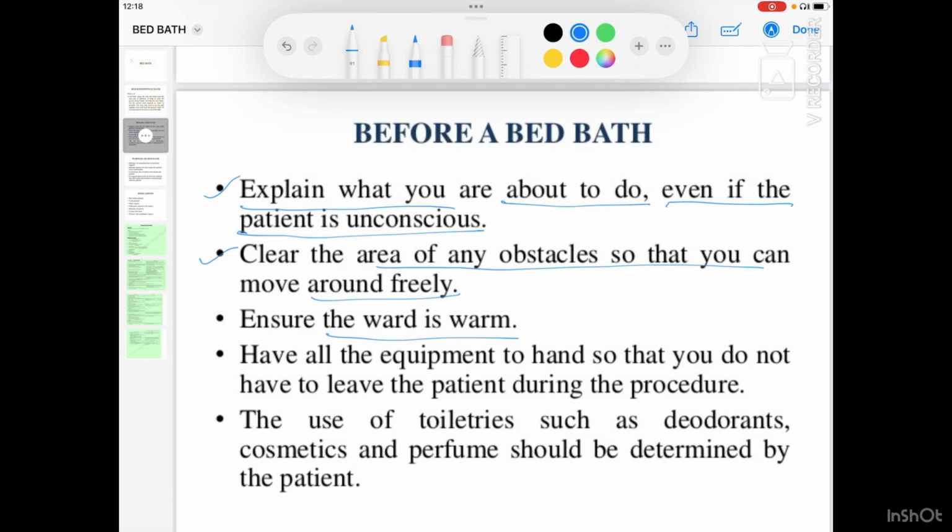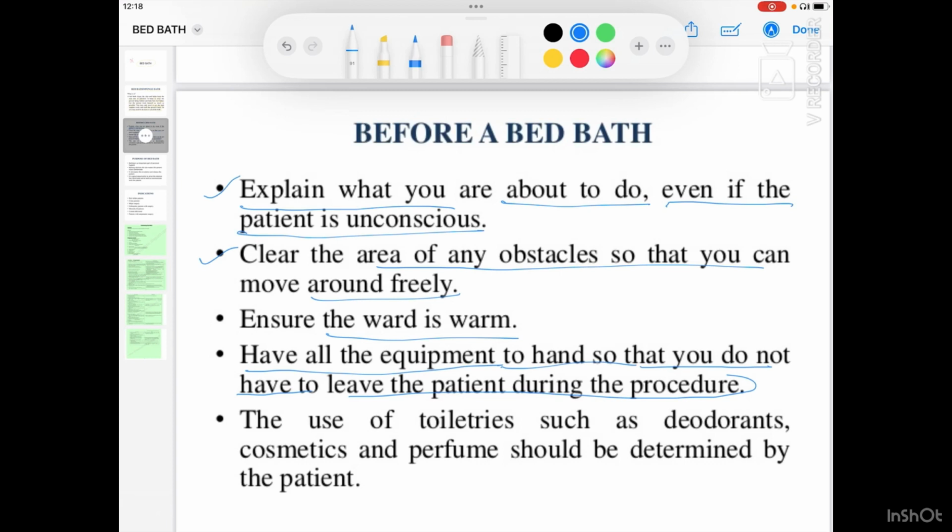Next one, have all equipment to hand so that you do not have to leave the patient during the procedure. This is a very important thing. You should keep everything before starting the procedure. In between, if you are pouring water and you think, oh, where is that soap, or where is this, I forgot, and you go and fetch it, that is very wrong. So you should keep all the things near to the patient. Then you have to start the procedure.